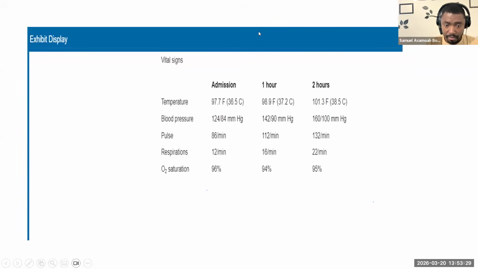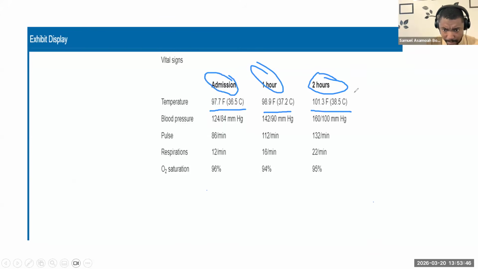I think they want to tell us that this was the time he came on admission. Probably this is one hour after, and this is two hours, right? If you look at the temperature, it is 36.5, 37.2. It looks like it is in a step ladder fashion. It's increasing, right? Crescendo. As the blood pressure. The blood pressure too. Everything is going up. And then the pulse also going up. Respiration also going high.